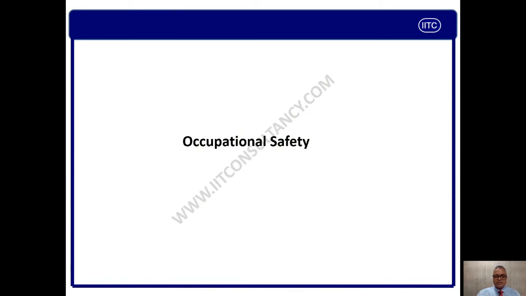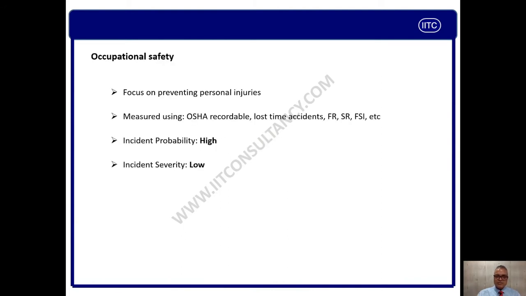So guys, now the basic thing, we need to understand the difference between occupational safety and process safety. Let us start with occupational safety. As you know, occupational safety focuses mainly on preventing personal injuries. Personal injuries here means leg injury, finger injury, hand injury, face injury, eye injury, and any body part injuries.